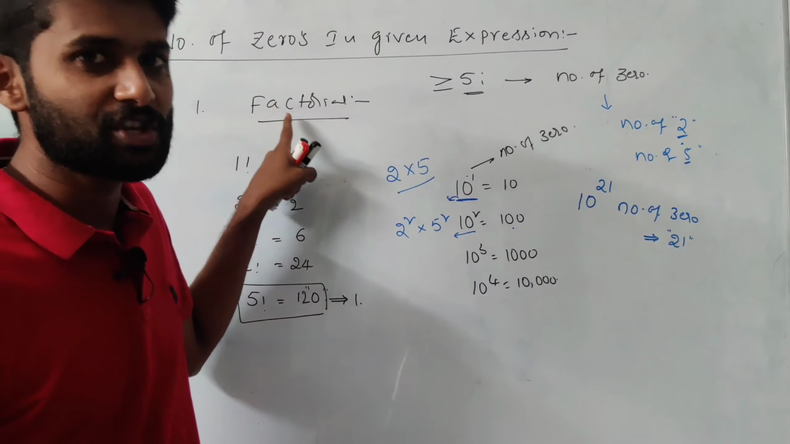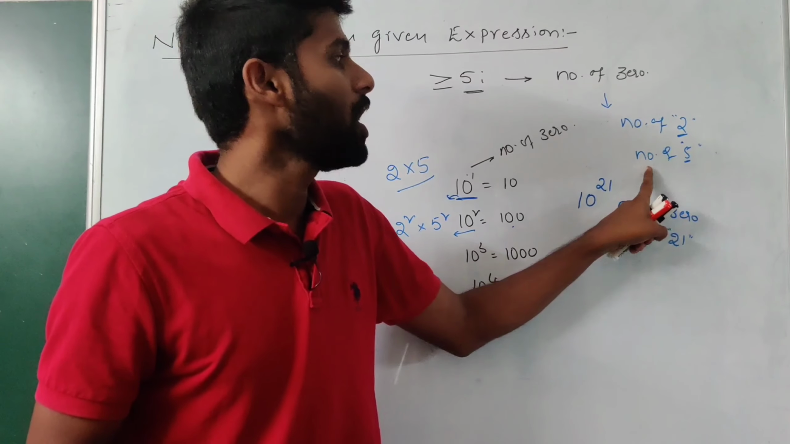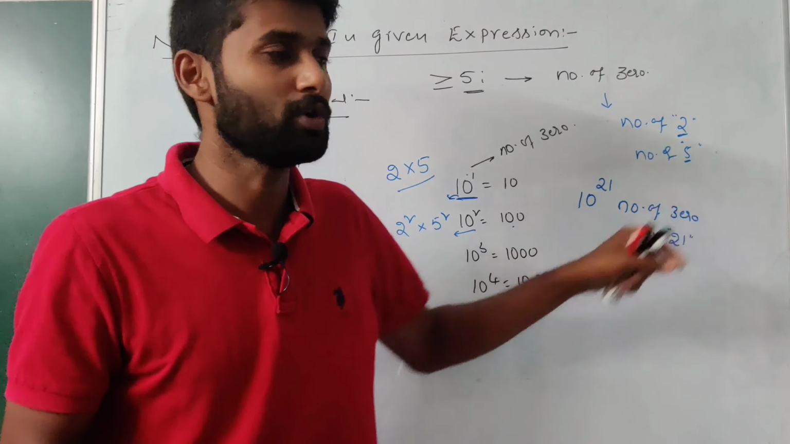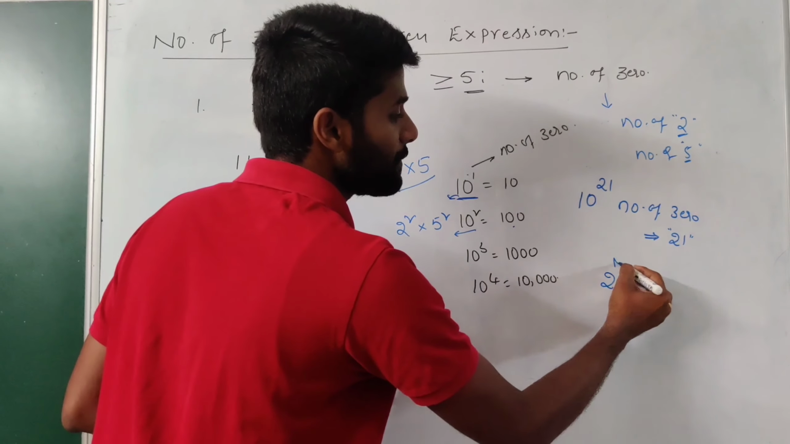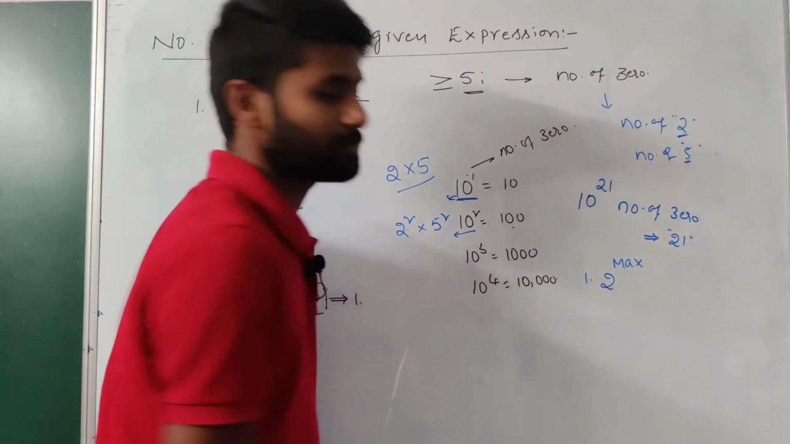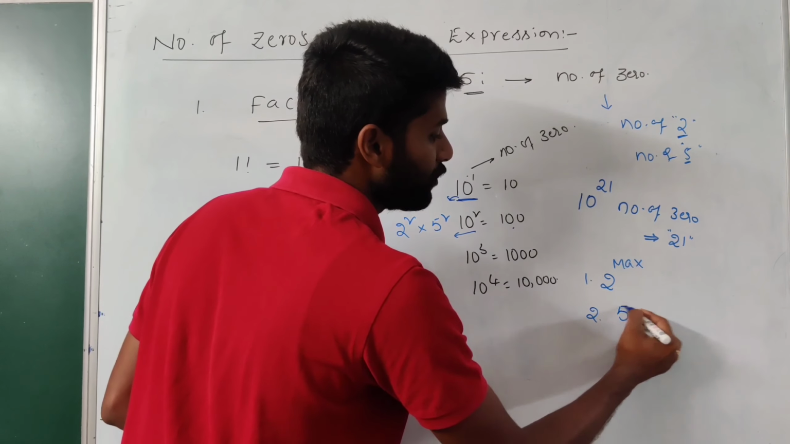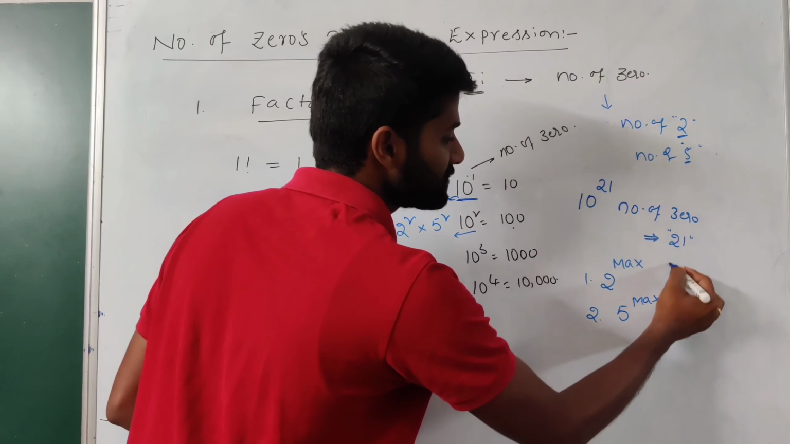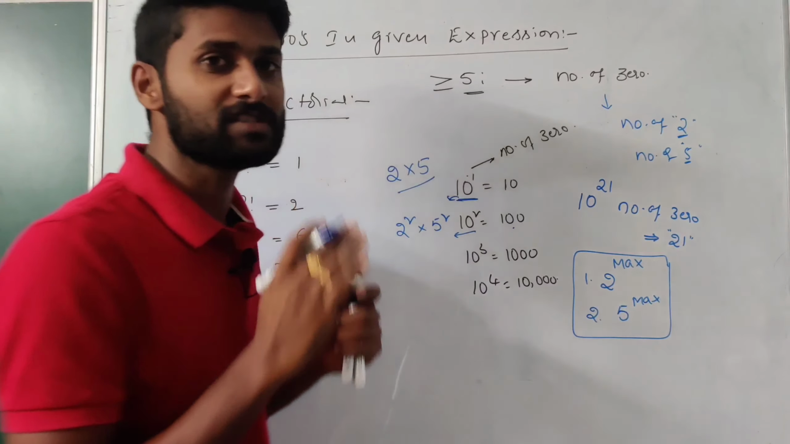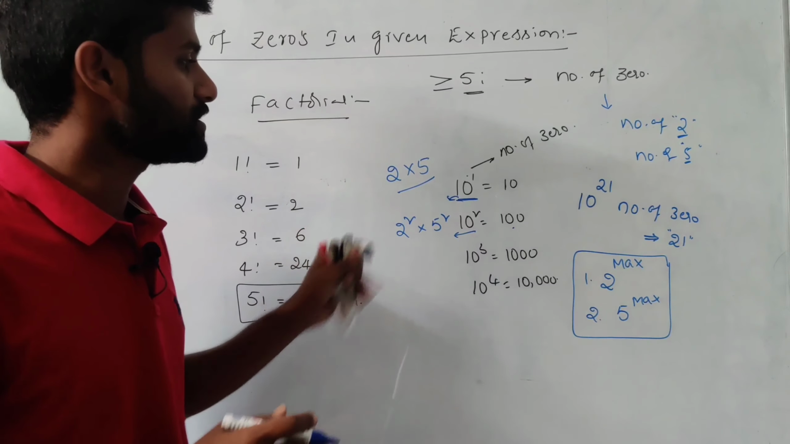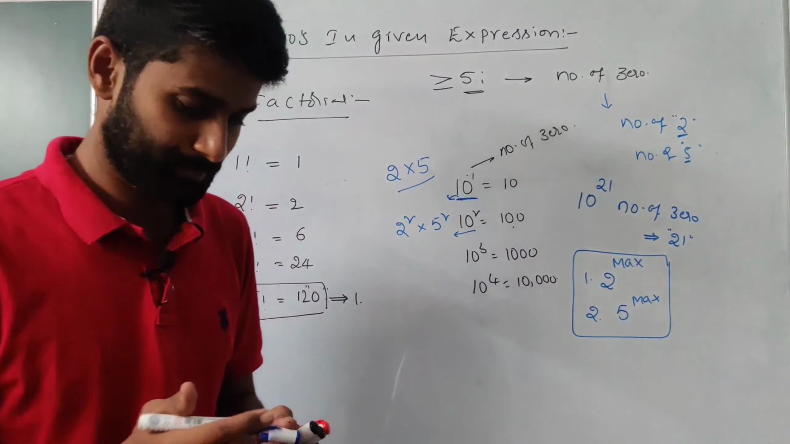If we want zeros in an expression, we need to focus on how many 2's are available and how many 5's are available. How many 2's means we need to find the maximum power of 2. How many 5's means we need to identify the maximum power of 5. So these are the two important things we need to calculate the number of zeros in this concept: the maximum power of 2 and the maximum power of 5.